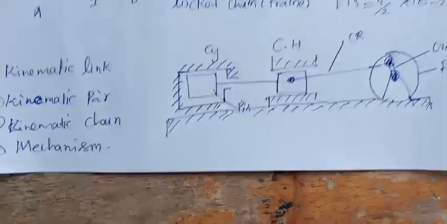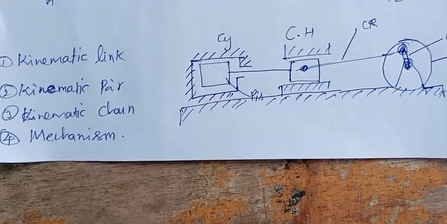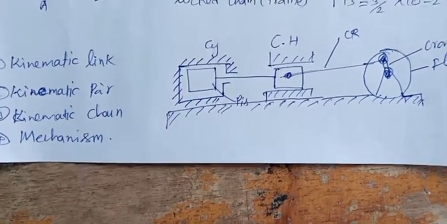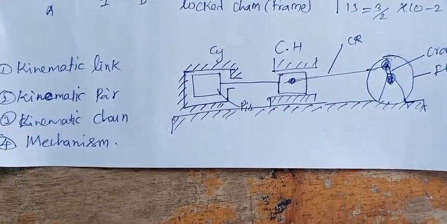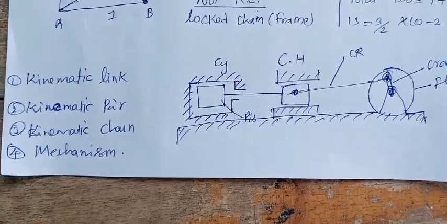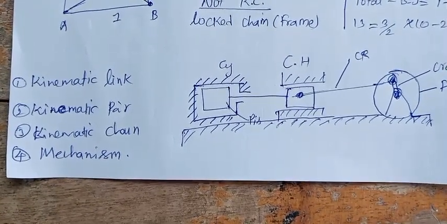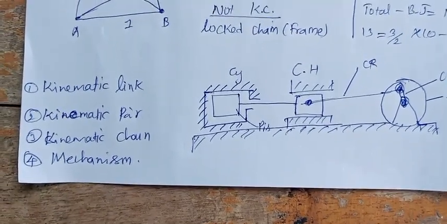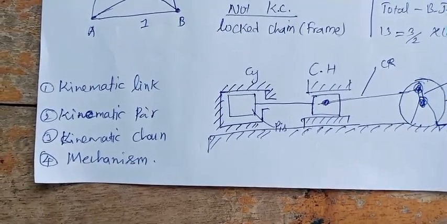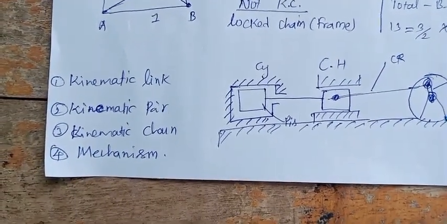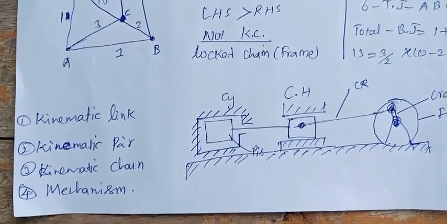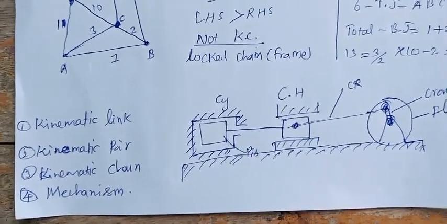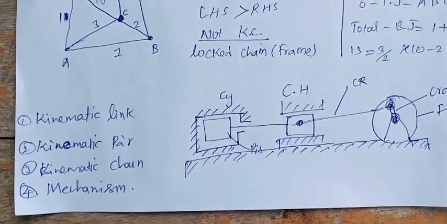Please go through this. This is a reciprocating steam engine mechanism. On the right side we have the flywheel and crank. The crank is connected with the connecting rod, and the connecting rod is connected with the crosshead and piston. Then finally the piston is connected in the cylinder. The mechanism converts rotary motion into reciprocation and vice versa.